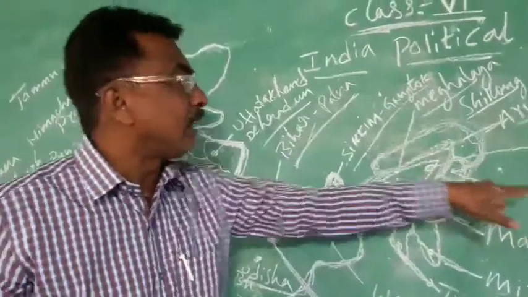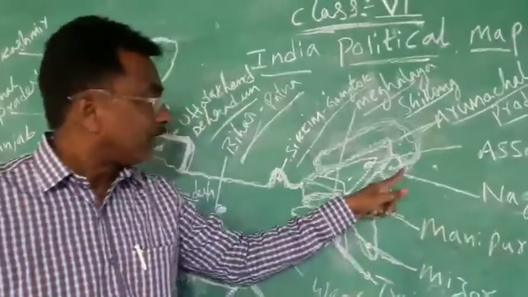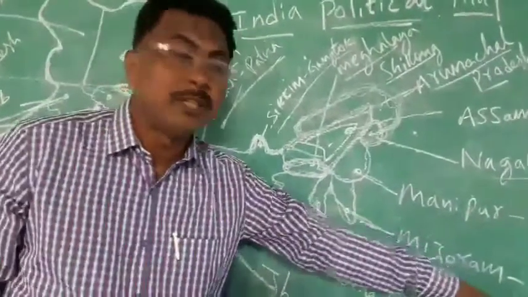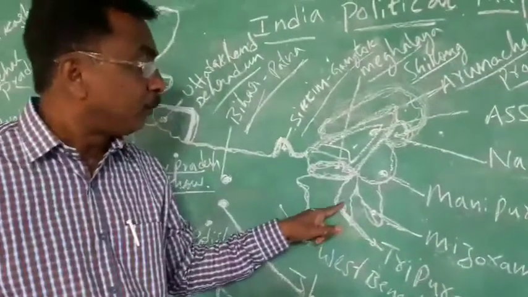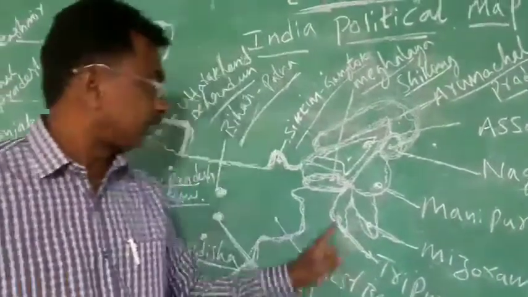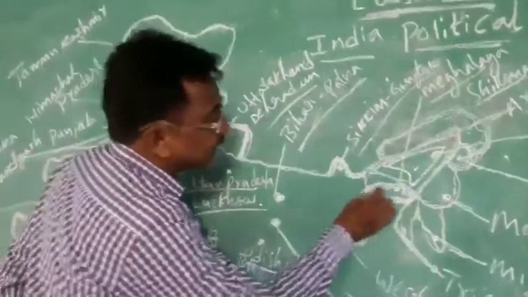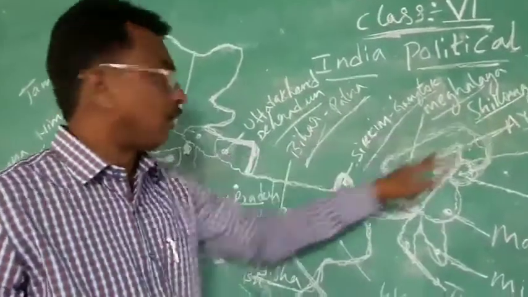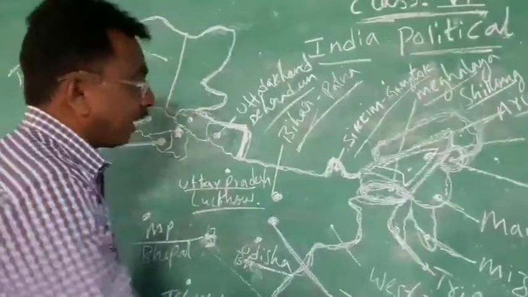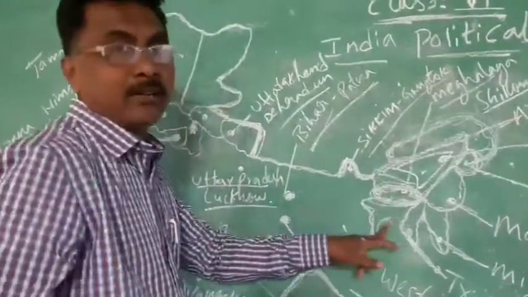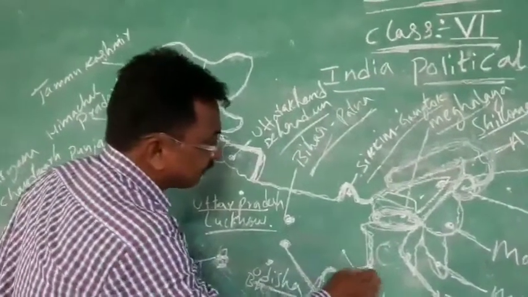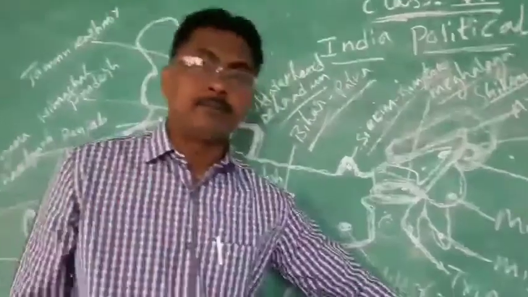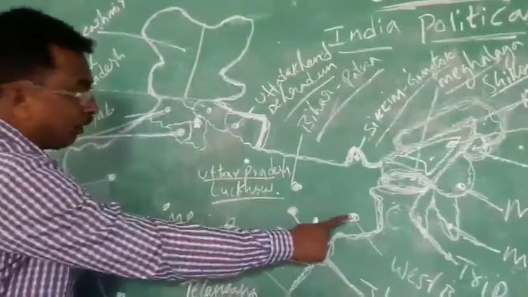After Arunachal Pradesh, Nagaland will be there. Nagaland, Kohima, and down of that Manipur, Imphal, and Mizoram, Aizawl. And here Tripura, Agartala. And Meghalaya is up there, that is Shillong. After that you see Bangladesh, which is not our country; it's outside. Beside that shape, beside Bangladesh, we have West Bengal, Kolkata. So see West Bengal, Kolkata properly.